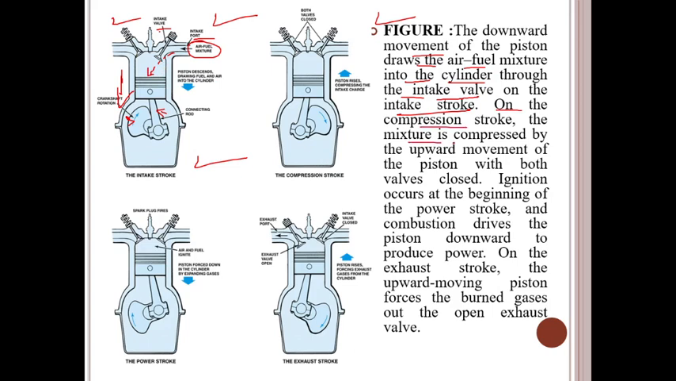On the compression stroke, the mixture is compressed by the upward movement of the piston with both valves closed. During compression, the piston moves from BDC to TDC, and both valves are closed, so the pressure increases, the volume decreases and the temperature increases. Ignition occurs at the beginning of the power stroke and combustion drives the piston downwards once again. Once the compression is completed, there is ignition and combustion. Due to the combustion, excessive pressure is developed, this pressure acts on the piston, and the piston moves in the downward direction.